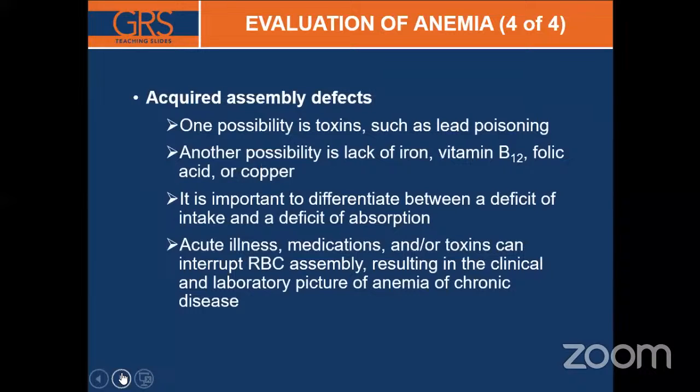Okay, to continue with the evaluation of anemia, an acquired assembly defect in hemoglobin production, one possibility is a toxin, such as lead poisoning. Another possibility is the lack of iron, vitamin B12, folic acid, or copper. It is important to differentiate between a deficit of intake and a deficit of absorption. Acute illness, medication, and toxin can interrupt RBC assembly, resulting in the clinical and laboratory picture of anemia of chronic disease.